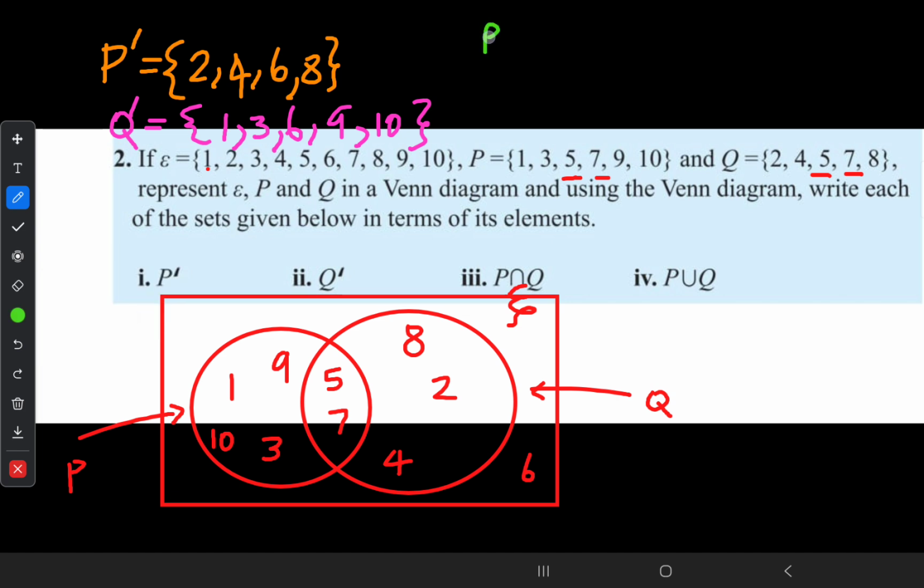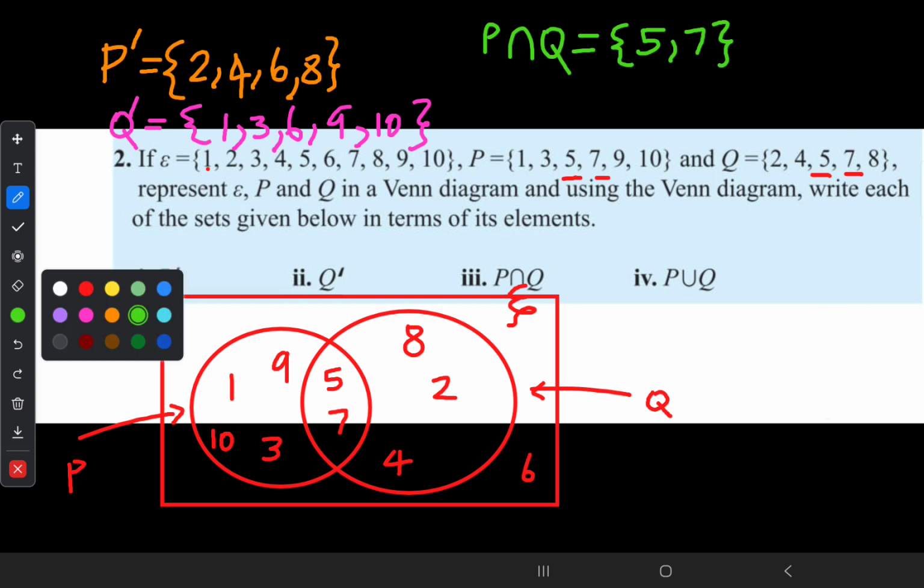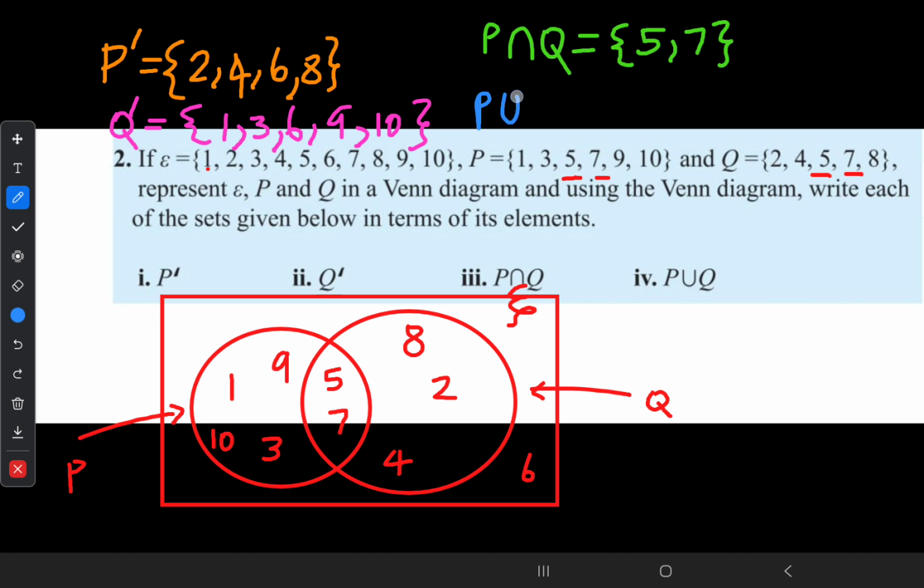Then P intersection Q. That is simple. 5 and 7. And P union Q would be everything, including 6 as excluded. You have to write all the other values: 1, 2, 3, 4, 5, then 7, 8, 9 and 10. These are the values belonging to the union set, P union Q.